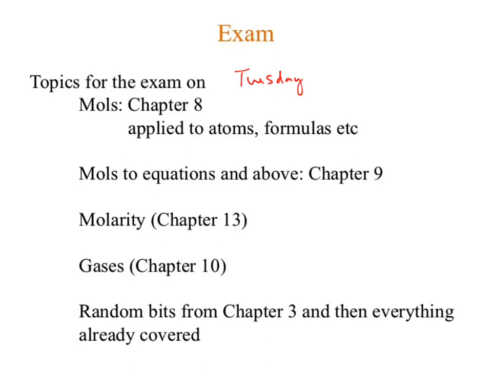Right. Chapter 8 really brought in Avogadro's number. Chapter 9 ignores Avogadro's number pretty much entirely and just focuses on what you would do with moles. Then we move into molarity, which I think is chapter 13. Not positive on that, but I think that's where it shows up.